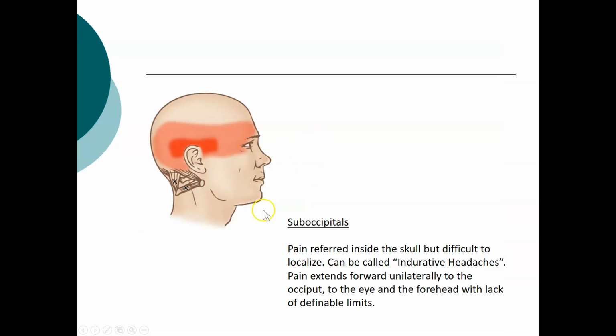The suboccipitals generally as a group, we can see one here and one here. Generally speaking, the pain is referred inside the skull. The patient will have a hard time localizing exactly where it is. This can sometimes represent something called an indurative headache. The pain extends forward unilaterally to the occiput, to the eye, and the forehead with lack of definable limits. So although the suboccipital may suggest an eye discomfort, it won't be in the back of the eye like the others that we discussed.